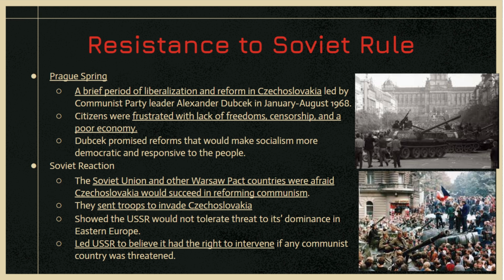So the Soviet Union and the other Warsaw Pact countries are afraid that Czechoslovakia would be successful in reforming communism in a way that they don't want or approve. So they show that they will not tolerate this threat by sending in troops to shut down this movement. And I think this is important for two reasons. Well, we know it's not successful, but one, it shows the Western world that satellite states are not happy with the way things are going all of the time. And it leads the Soviet Union to believe that it had the right to intervene in any communist country that was threatened. So that will play a bigger part in their policies moving forward throughout the second half of the century.